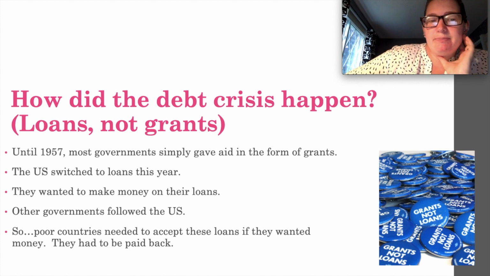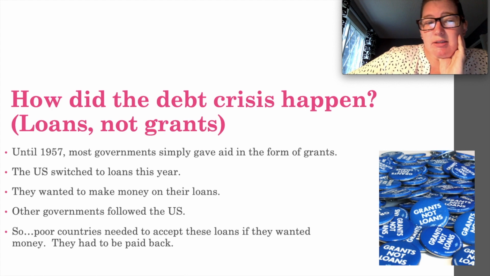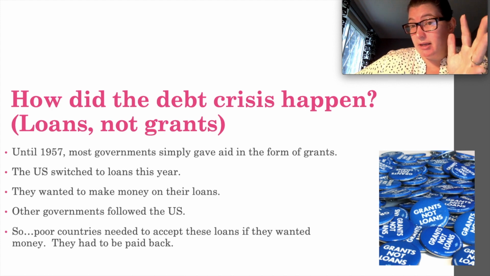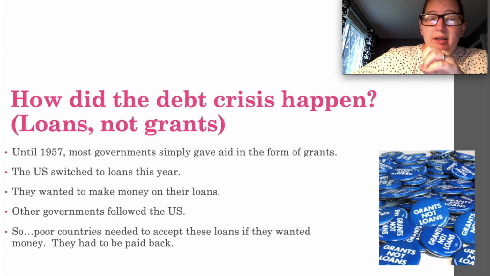So how did this happen? How did this all happen? So in 1957, most governments simply gave aid in the form of grants, and a grant is free money. So you get the grant, you don't have to pay it back. A loan, you have to pay back. The U.S. switched from grants to loans, so now you have to pay it back, because they wanted to make money on the interest of it.